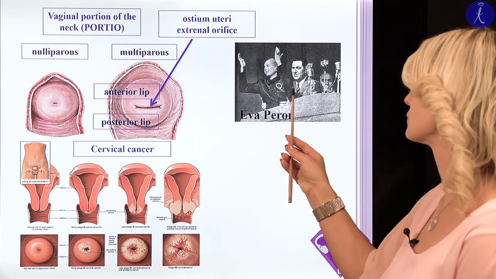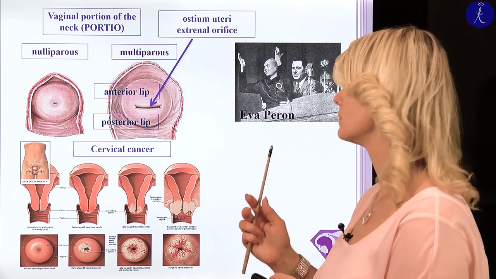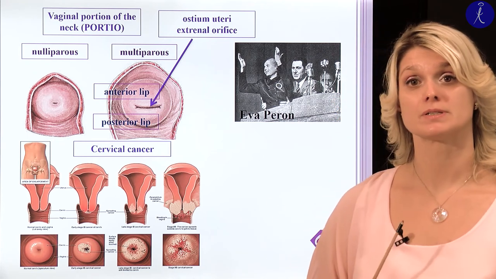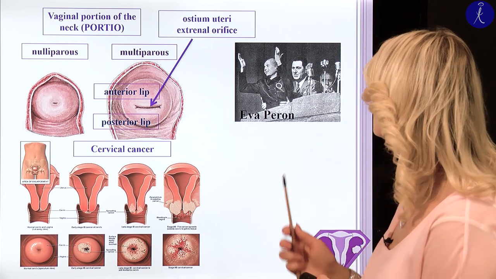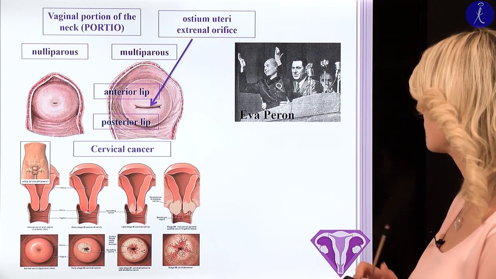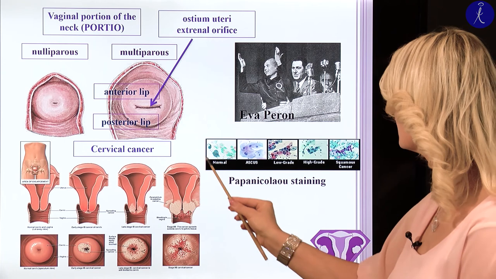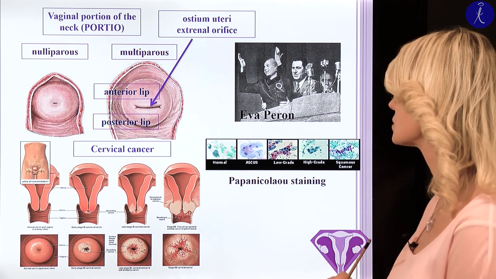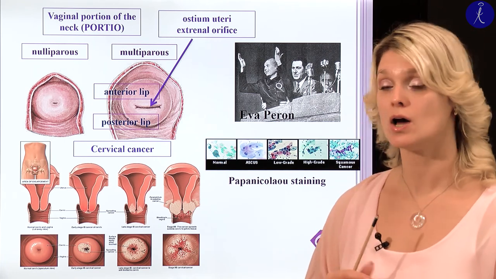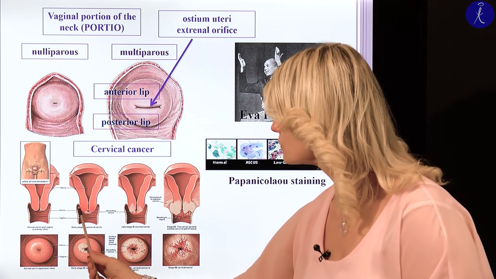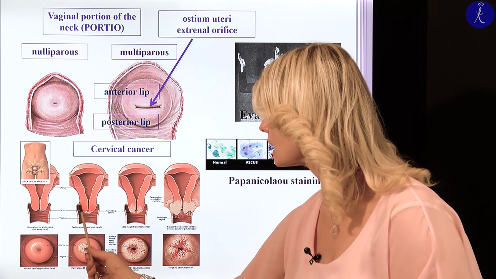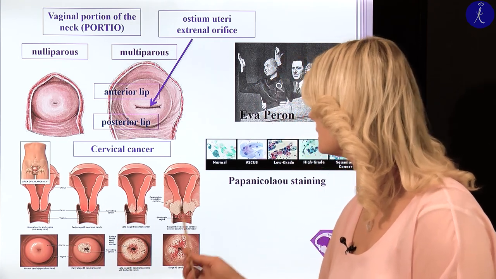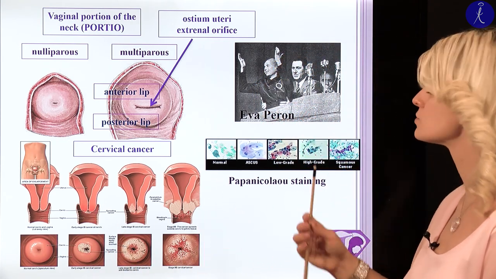Yeah, I put this picture because one of the most famous patients who had cervical cancer, what we know, was Eva Perón. So here we can see the histological examination of the cells, what we can collect from the portio vaginalis and from the fornix. This is called the Papanicolaou staining.